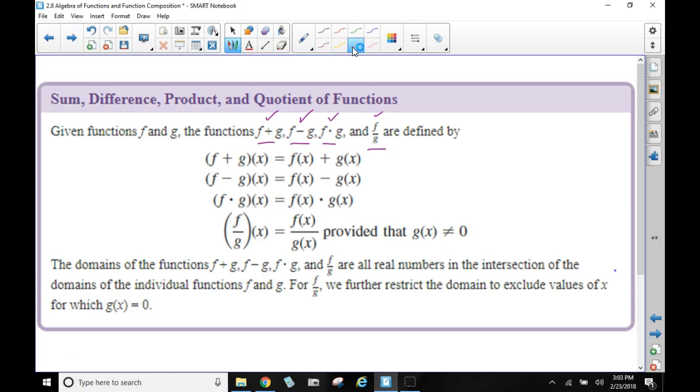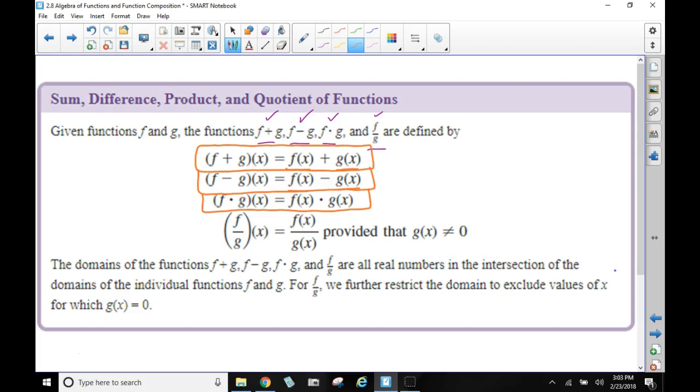What you need to know is that if you are faced with f plus g, or f plus g evaluated at some quantity x, you need to first rewrite that as f of x plus g of x. f minus g, pretty intuitive here, that's going to be f of x minus g of x. f times g, well, you're going to multiply. Note the dot for multiplication.